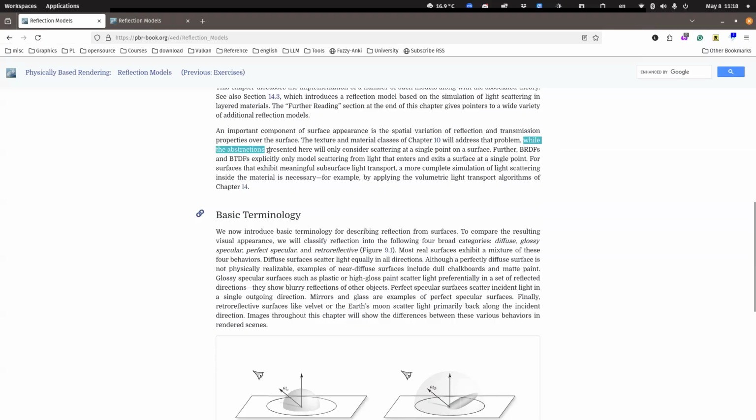While the abstraction presented in this chapter will only consider scattering at a single point on the surface, both the BRDF and the BTDF only model scattering from light that enters and exits a surface at a single point. For surfaces exhibiting meaningful subsurface light transport, like subsurface scattering, a more complete simulation of light scattering inside the material is necessary. In chapter 14, they will talk about how to do that.